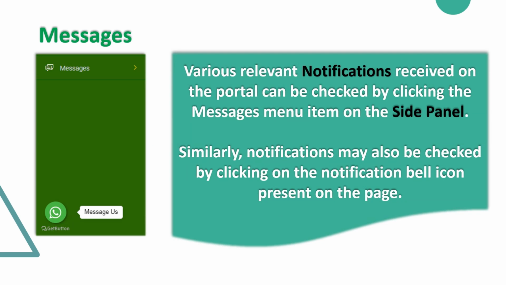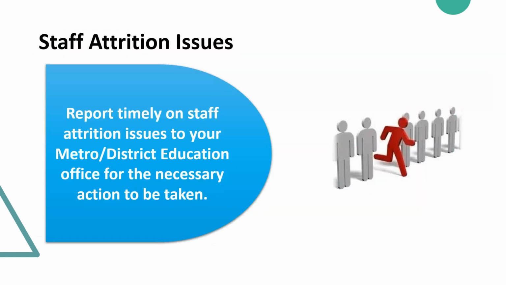Messages can also be checked on the portal. Now, these messages are ones that have probably been sent to you by other users of the web app. Various relevant notifications received on the portal can be checked by clicking the Messages menu item on the side panel. Similarly, notifications may also be checked by clicking on the notification bell icon present on the page.